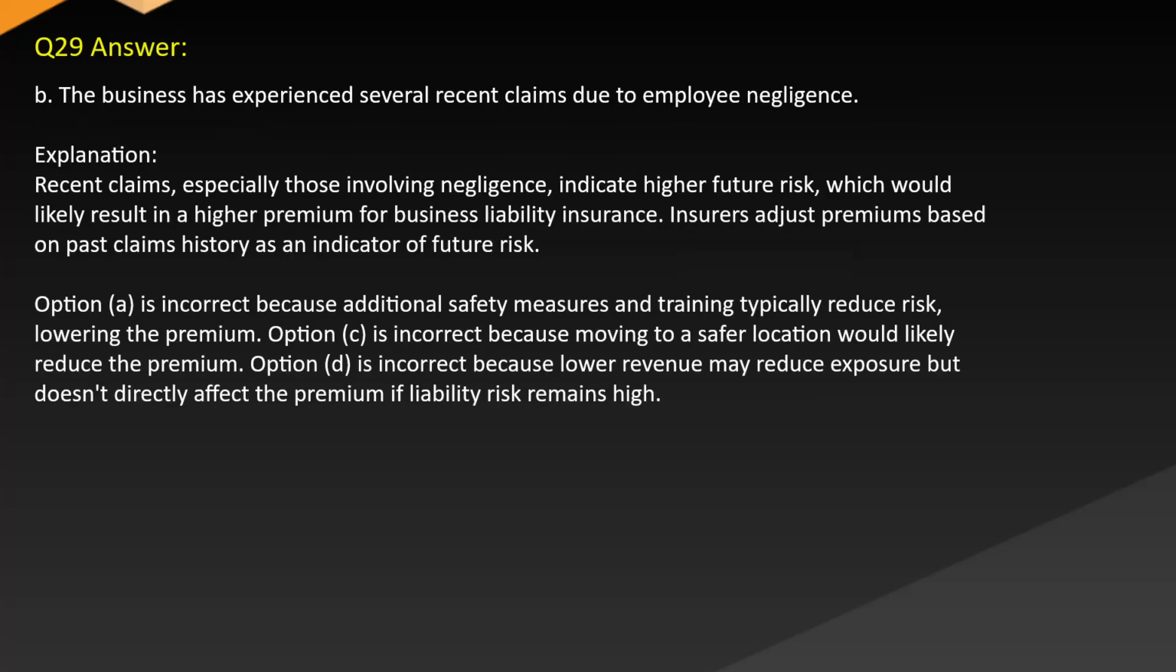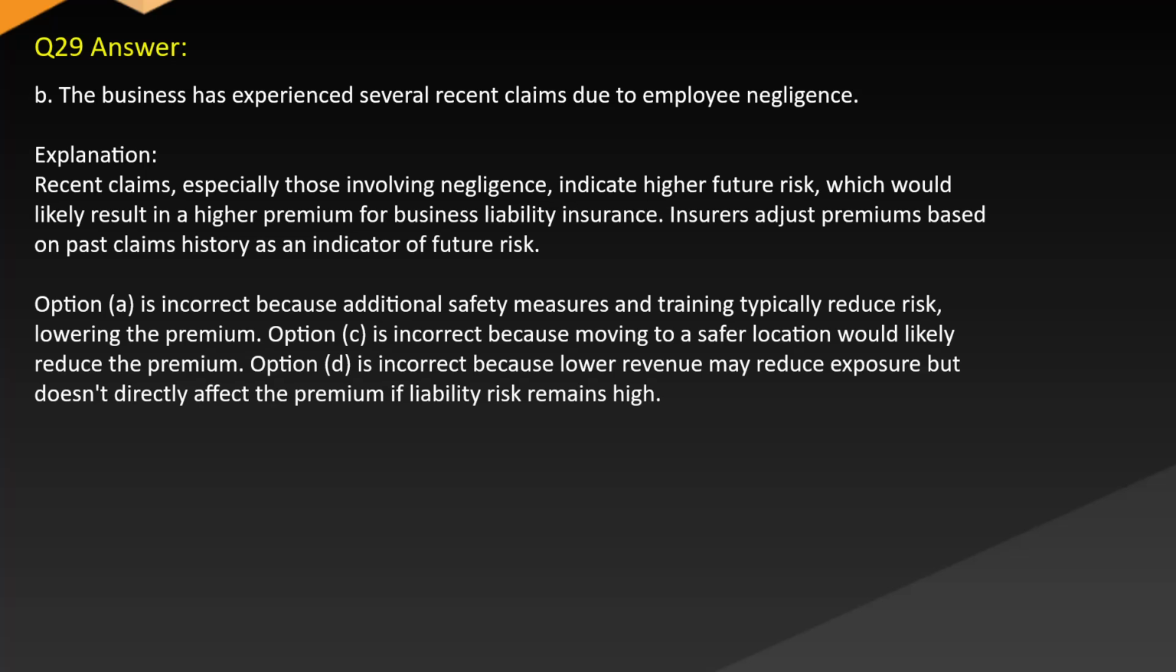Answer B. The business has experienced several recent claims due to employee negligence. Explanation. Recent claims, especially those involving negligence, indicate higher future risk, which would likely result in a higher premium for business liability insurance. Insurers adjust premiums based on past claims history as an indicator of future risk.